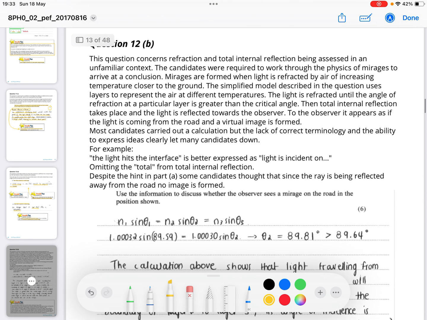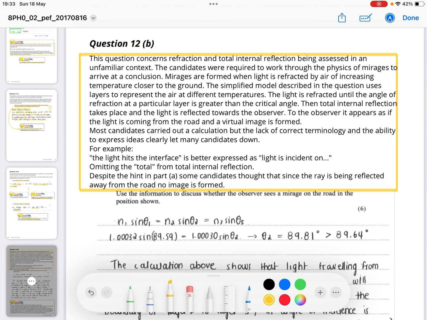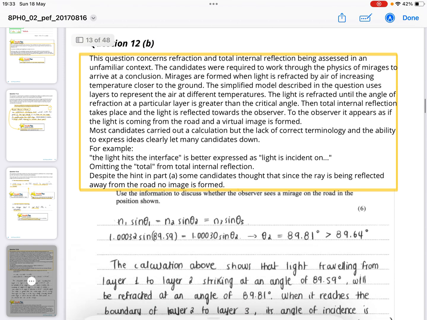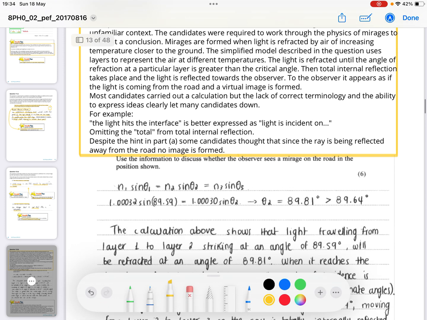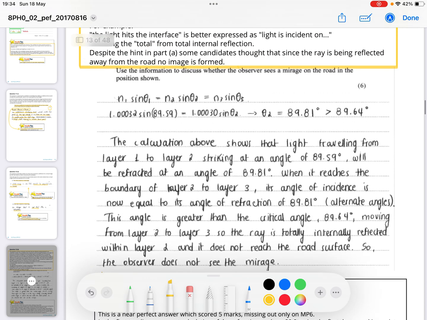12 part b, the examiner has written a whole load here, which I'm not going to read through. I want to try to finish this video as soon as possible. You can read it. It's useful for you to go through. And this is a 6-mark question.